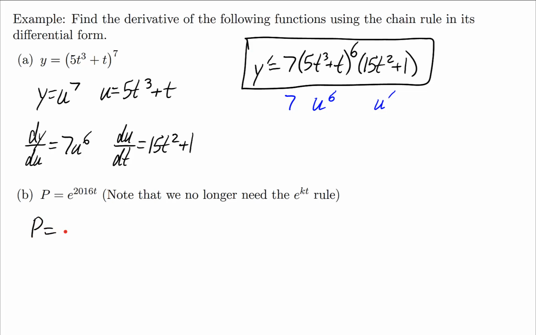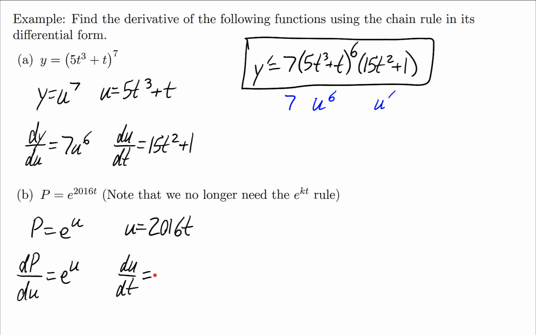So I'm going to consider p is equal to e to the u, with u equal to the exponent, 2016t. And then we'll do the same thing. The derivative of the outside is dp by du, and that's just the derivative of e to the u. Well, the derivative of e to the u is e to the u. Remember from the last lesson, that never changes. And then du by dt. The derivative of 2016t, the t goes away because its derivative is 1, and just leaves you with 2016.